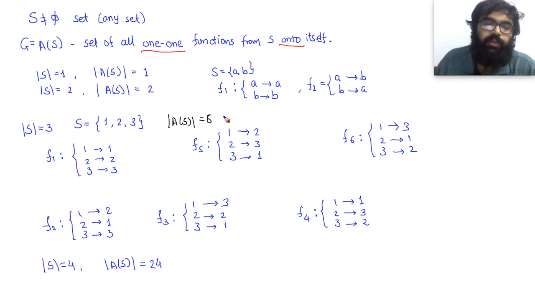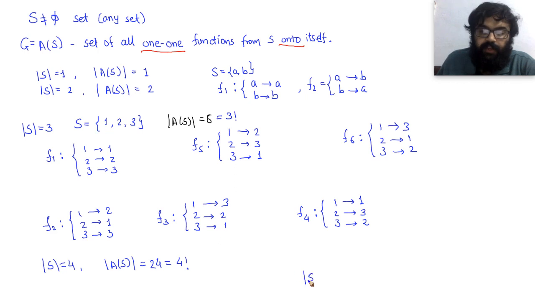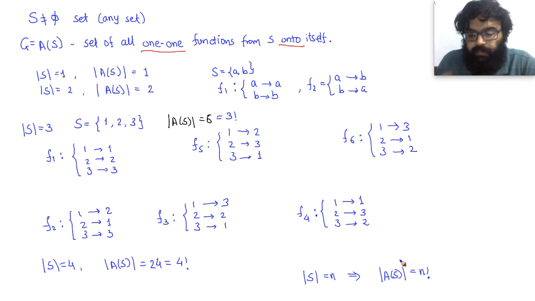And this we are going to discuss. We must have discussed last time. So for 3 elements it is 3 factorial, and for 4 elements it is 4 factorial, right? So when S is a finite set with n elements, this implies cardinality of AS, how many one-one and onto functions will be there? It will be n factorial. I'll be giving the proof in a minute.